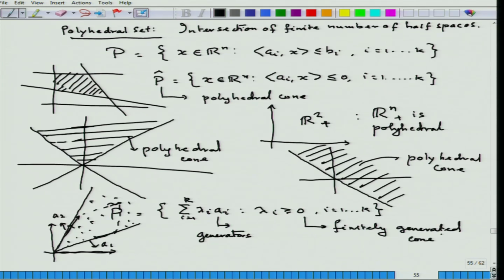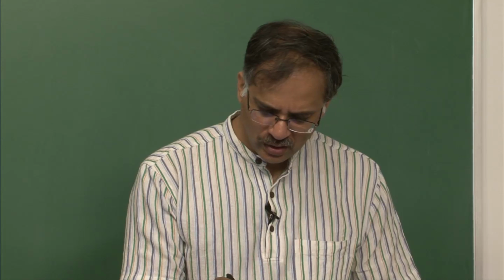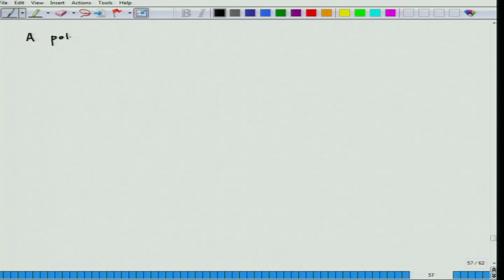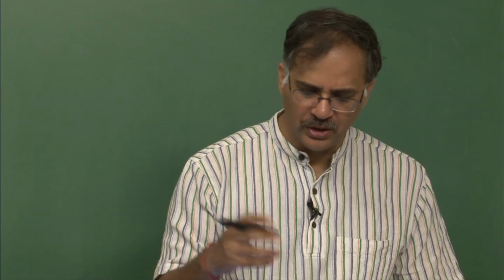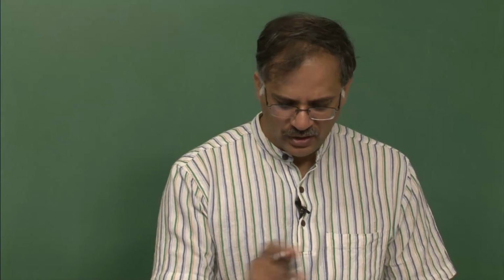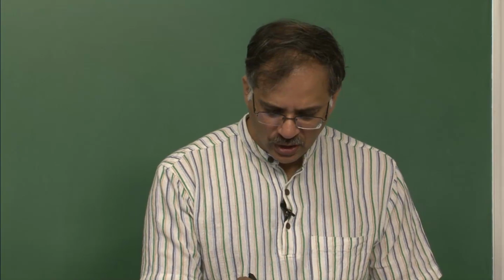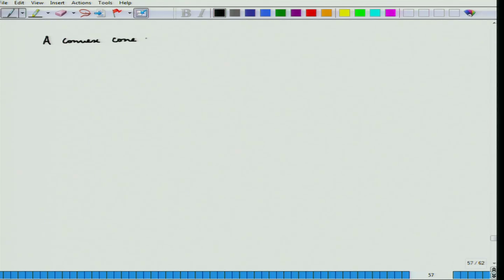One of the most powerful results in convex analysis or convex geometry is the following. A polyhedral cone is finitely generated, and a finitely generated cone is polyhedral. Another way of stating it, more erudite in the sense that it is stated in if and only if terms: a convex cone is polyhedral if and only if it is finitely generated.